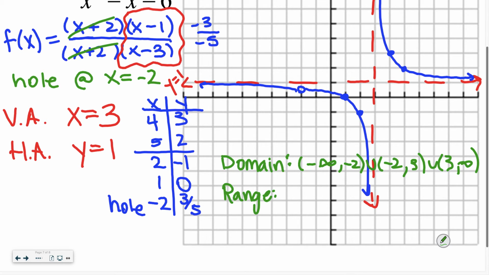The range. Do we have a y value at 3/5? We have a hole right here. So just like in our domain, for our range we need to exclude the y value of the hole and our horizontal asymptote. So -infinity to the hole at 3/5, and then 3/5 to the horizontal asymptote at 1, 1 to infinity.